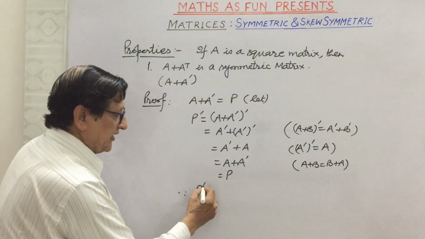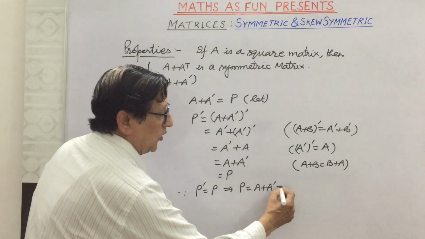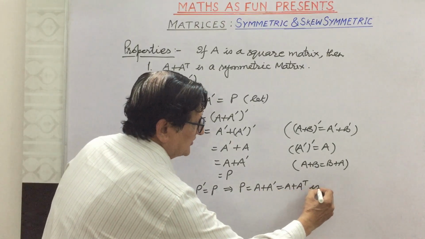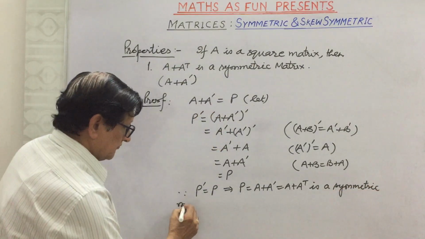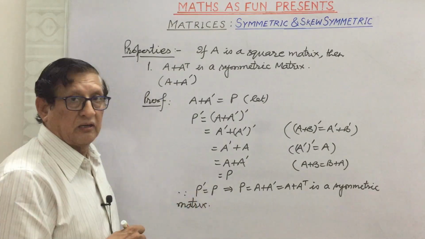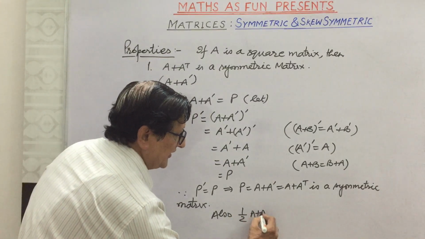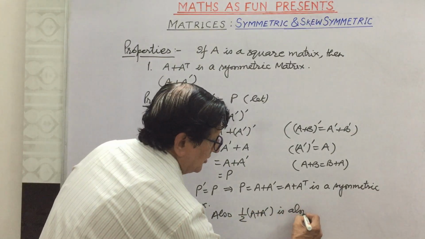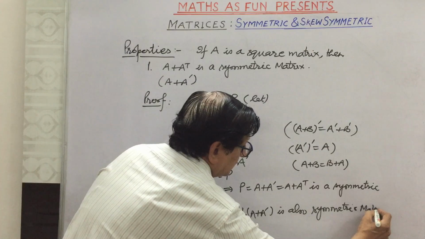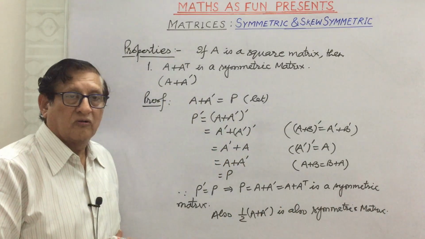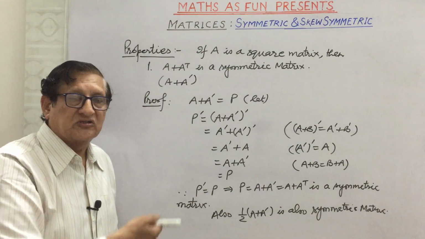So we can write, since P dash is equal to P, this implies that P, that is A plus A dash or A plus AT, is a symmetric matrix. From this particular thing, we can also say that half of A plus A dash is also a symmetric matrix. Why? Because if we divide by 2, it makes no difference to the property that it will be symmetric.